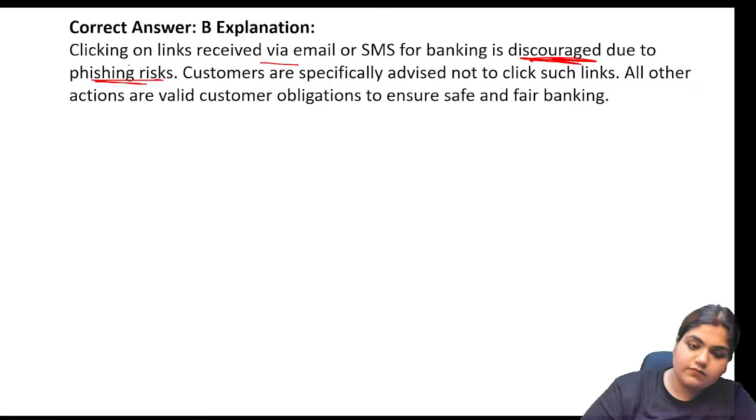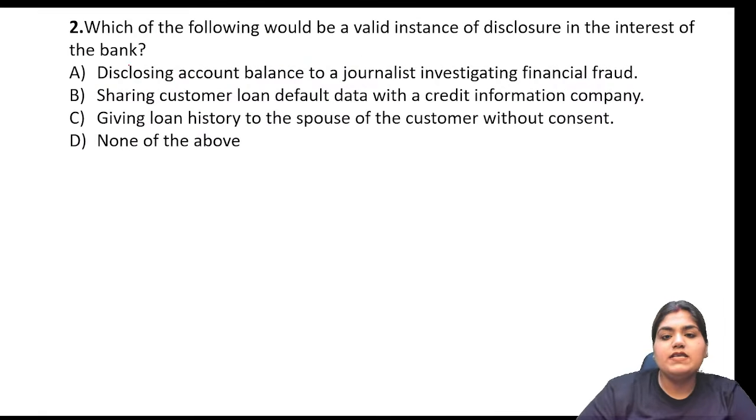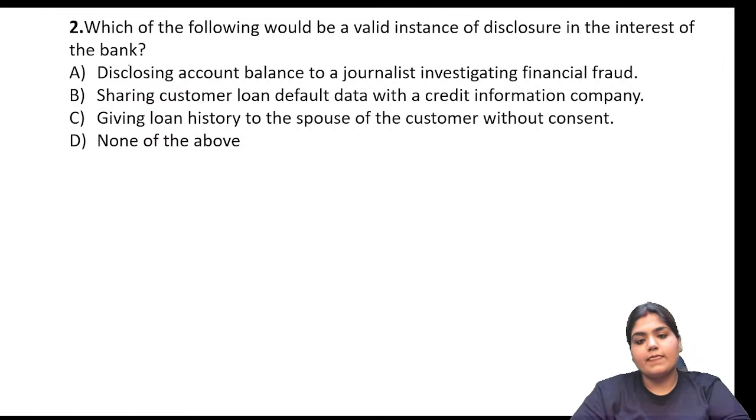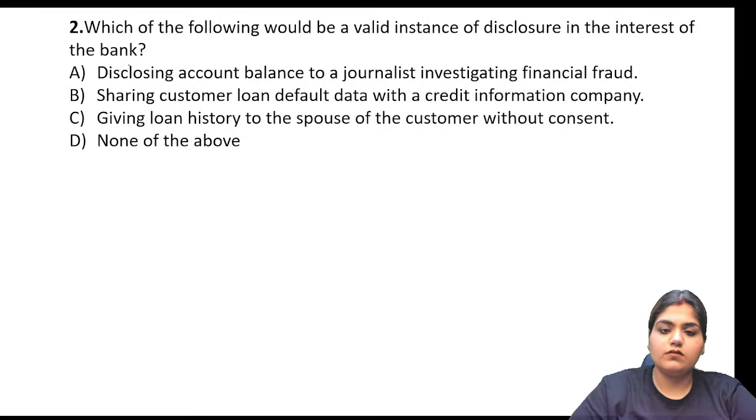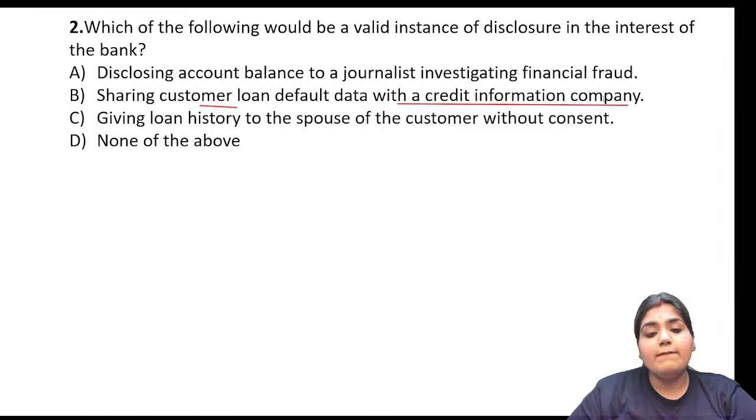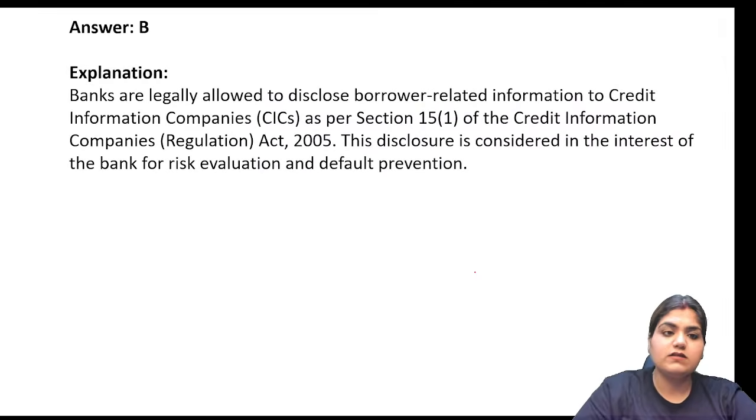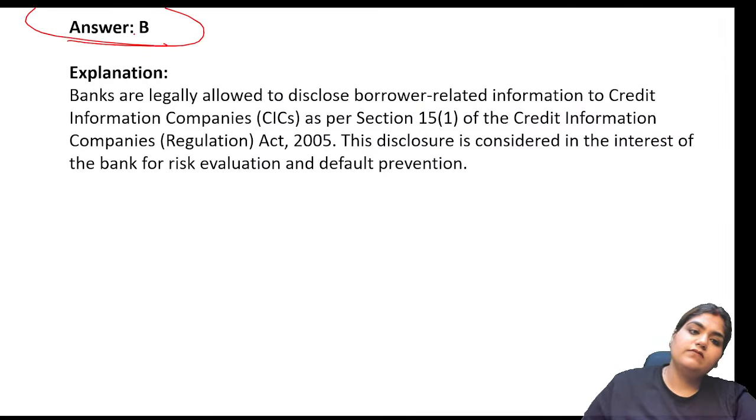Next question. Which of the following is a valid instance of disclosure in the case of a bank? Sharing customer loan details data with a credit information company, so that people may know that due diligence is needed over that person if he makes NPAs. B is the correct answer.